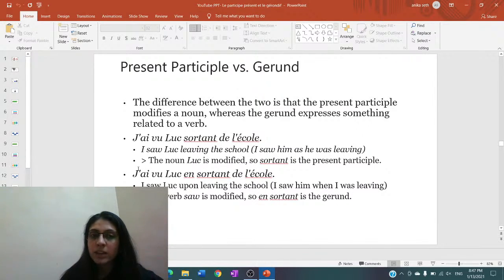In the first one, I saw him leaving the school. So he was leaving. There is a change with Luke. But in the second one, I saw him while leaving the school. So I was leaving. Both the actions I was doing. There is no change in Luke. The change is with me, that I saw him and I was leaving. Right?